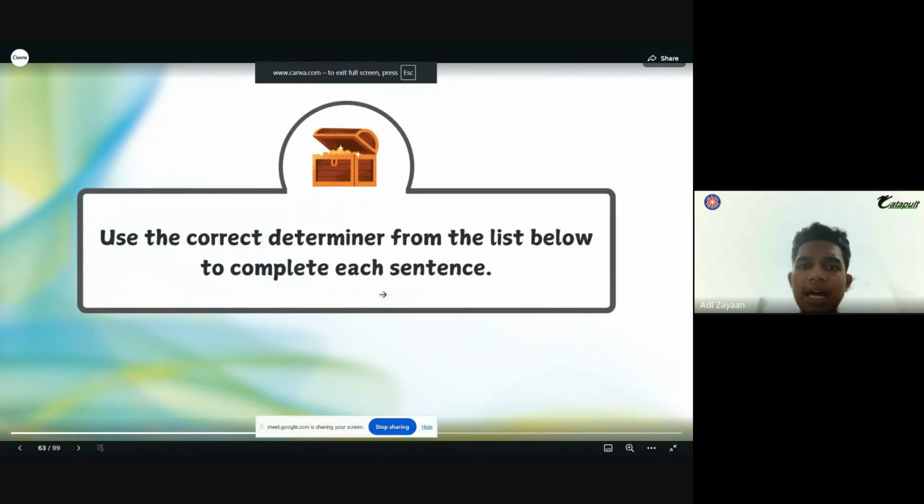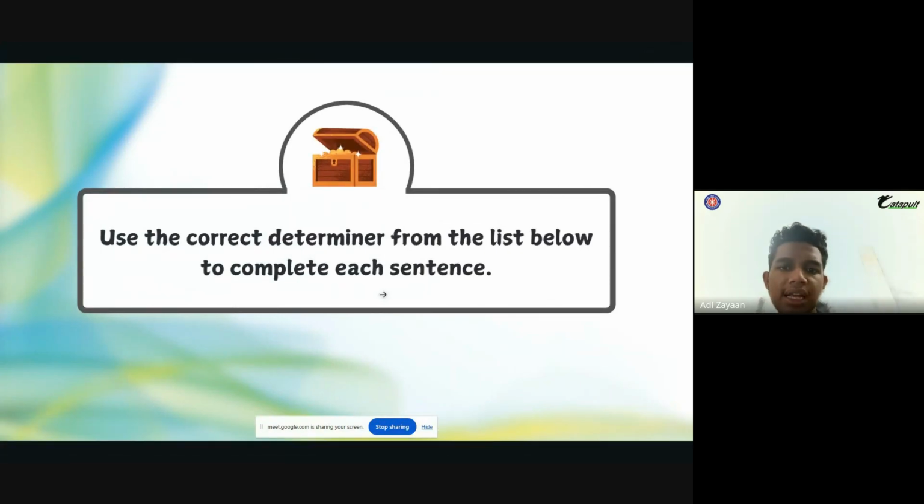Use the correct determiner from the list below to complete each sentence. A determiner is a word used to show which thing, how many, whose, and all. If we talk about quantity, we'll say much, more, many. These things are called determiners.